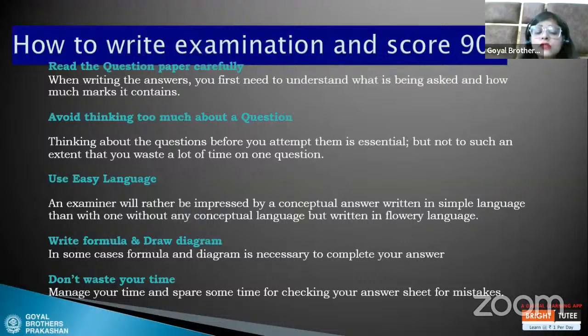Now, how to write the examination and secure 90% plus. The first thing is, you will get some reading time, let's say 10 to 15 minutes. You really need to read the question paper carefully. You just read the paper, because in those 10-15 minutes we are not allowed to write at all.